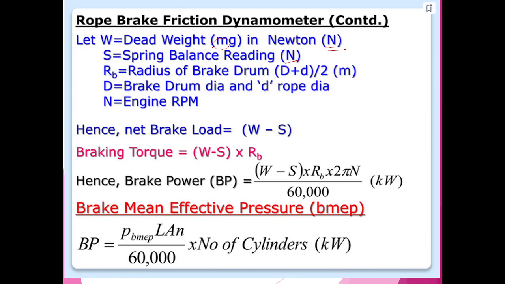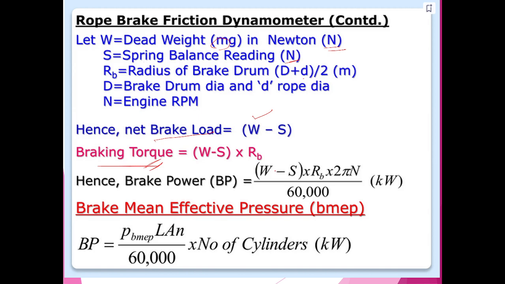Radius of the brake drum is nothing but the outer diameter of the drum plus the diameter of the rope, upon 2. This is the rope brake dynamometer. Now N is equal to engine RPM. So the net brake load is nothing but W, the dead weight, minus S, the spring balance reading. So what is the torque? Torque is nothing but the force into the radial distance. So the force is W minus S, into the radial distance R.